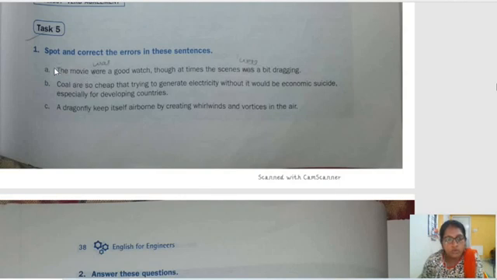Now here we are talking about the movie, therefore it's a subject. Suppose if I say Ram eats an apple daily, Ram is doing some action in the sentence, therefore Ram is a subject. The Taj Mahal is a beautiful monument. If I say Taj Mahal, I'm talking about Taj Mahal, therefore Taj Mahal is a subject. Now if I say the movie was a good watch, though at times the scenes were a bit dragging. Then the movie is a subject here, though at times the scenes, I'm talking about scenes again, therefore the scenes is the subject.